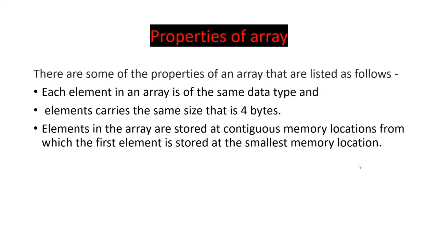Properties of array. There are some properties for an array. First one is each element in an array is of the same data type and the size of the element is 4 bytes. Third one is elements in the array are stored at contiguous memory locations, in which the first element is stored at the smallest memory location.